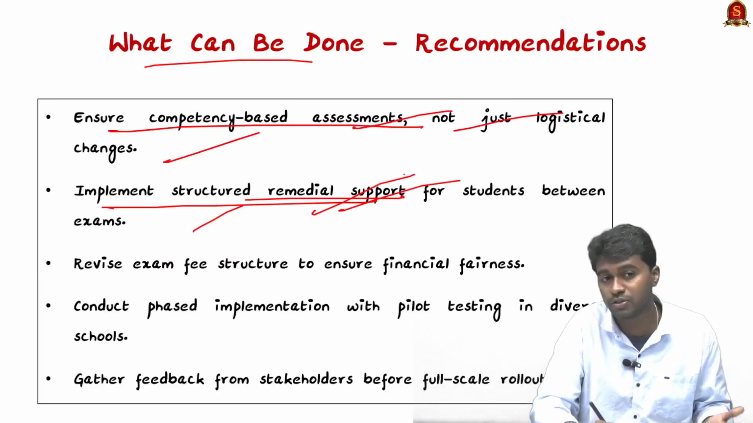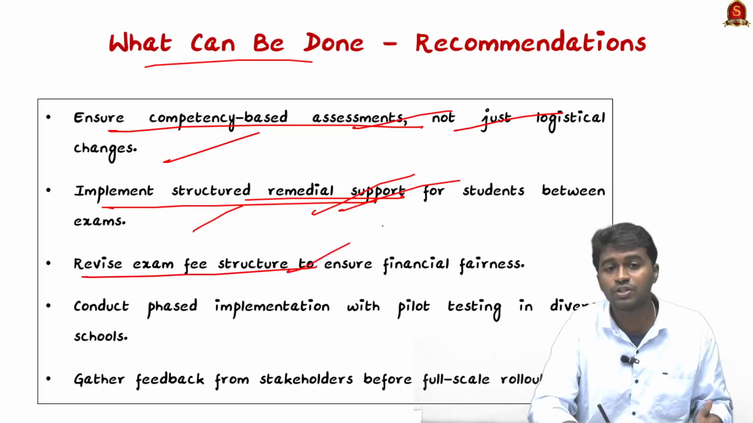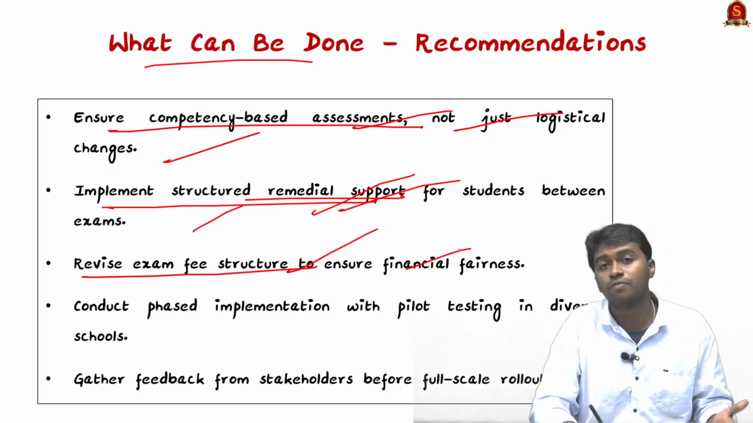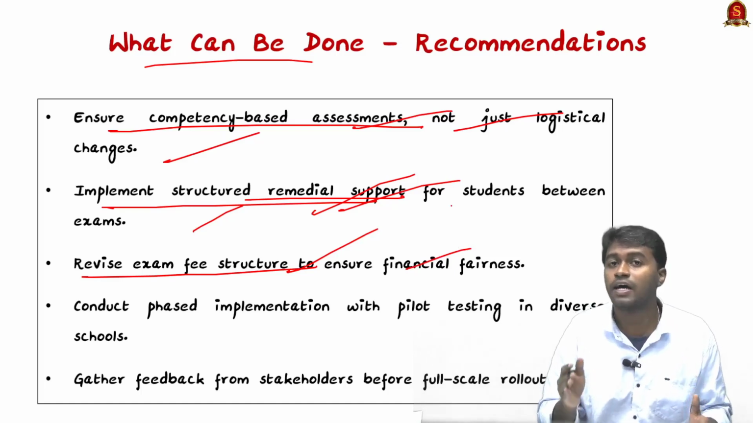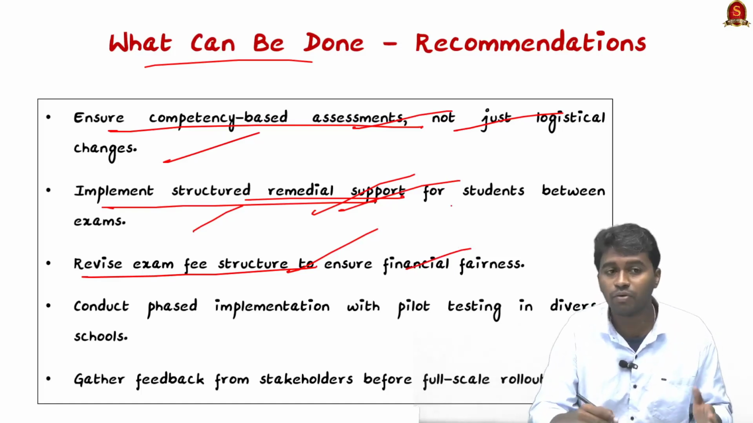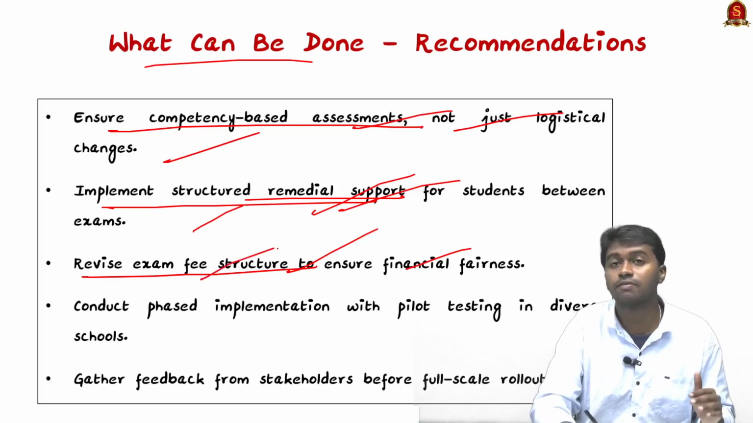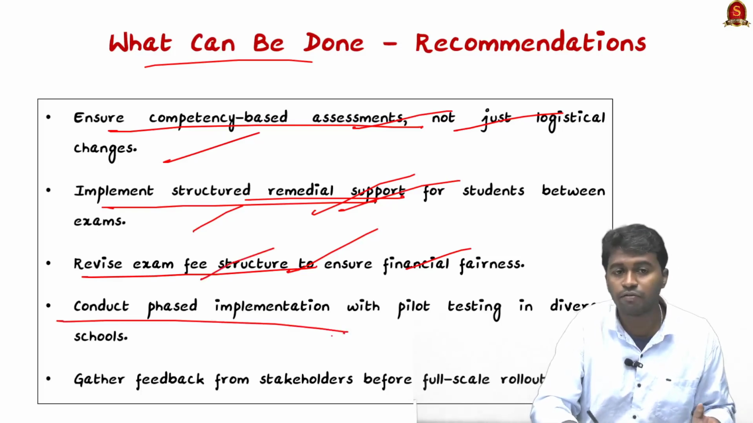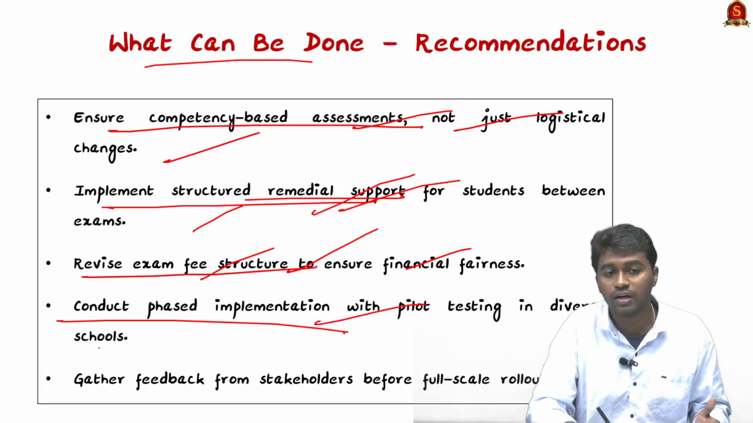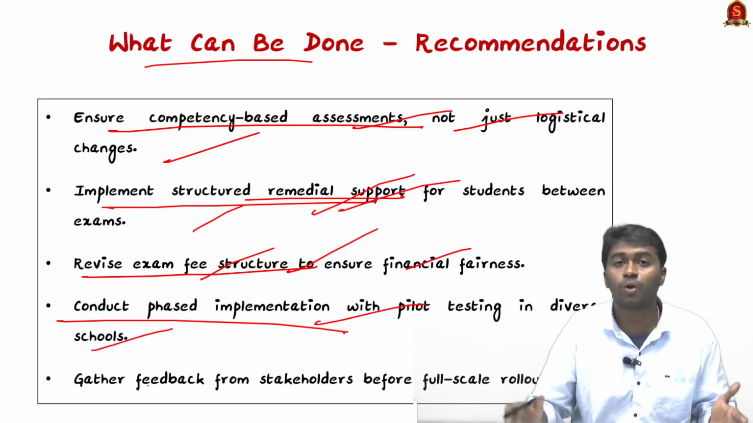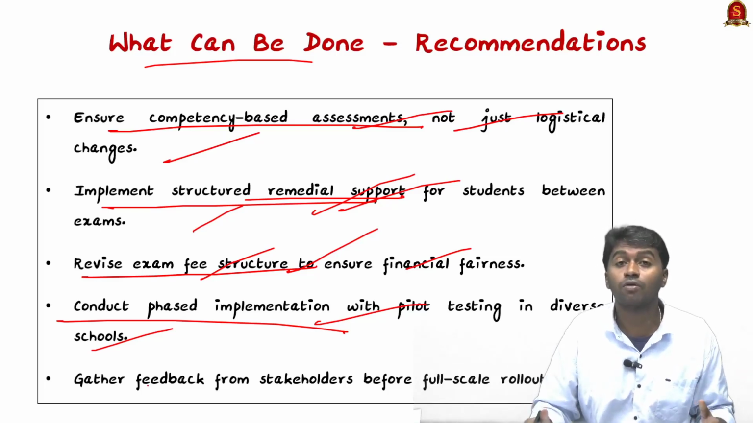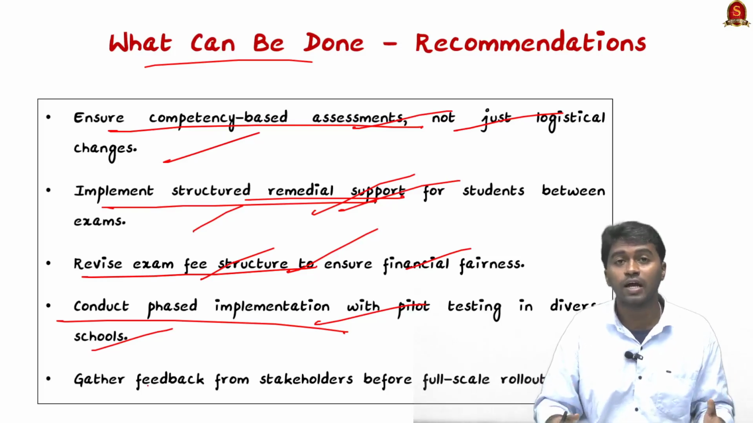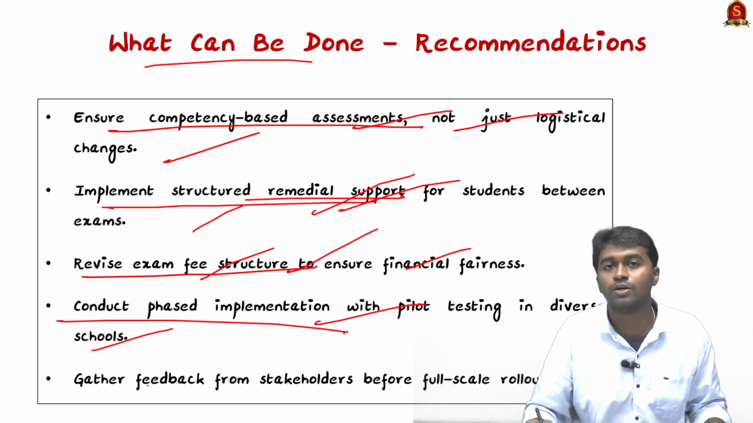And what can be done? The next is to revise the exam fee structure to ensure financial fairness. We know that there will be an enhanced fee, and that is not refundable, and therefore we have to reconsider the exam fee structure. And the next is to conduct phased implementation with pilot testing in diverse schools. So instead of going for a broad implementation, you have to start testing programs. Only then can you go for the broader scheme, because only then can you understand the concerns, challenges and other issues present in the 2 examination scheme.